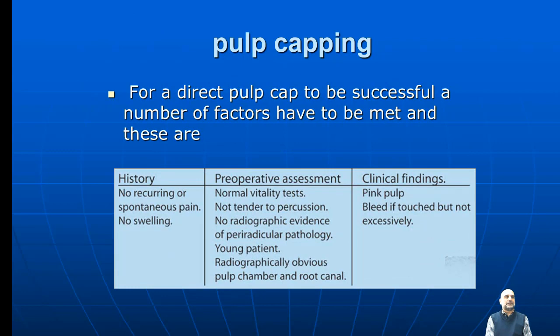For direct pulp capping to be successful, a number of factors have to be met, and these are: in the history, no recurrent or spontaneous pain, because recurrent or spontaneous pain refers to inflammation of the pulp, and this affects the prognosis of this treatment. No swelling, because swelling is an indication of inflammation extending to the periapical area.